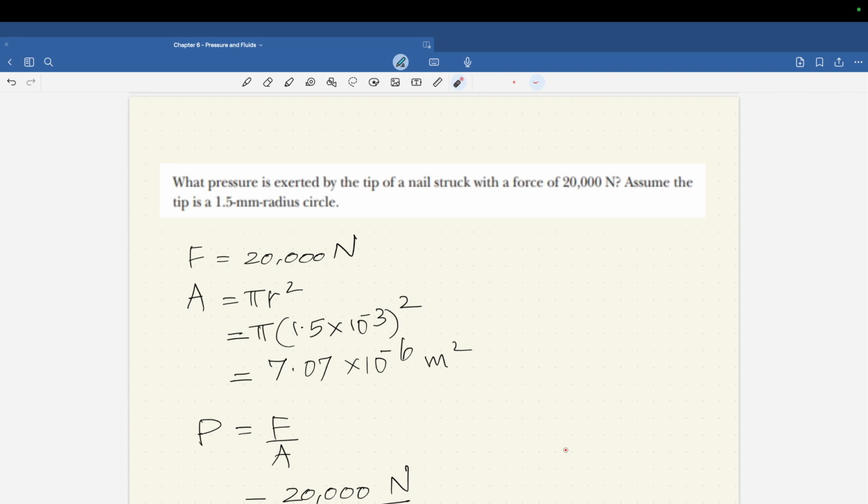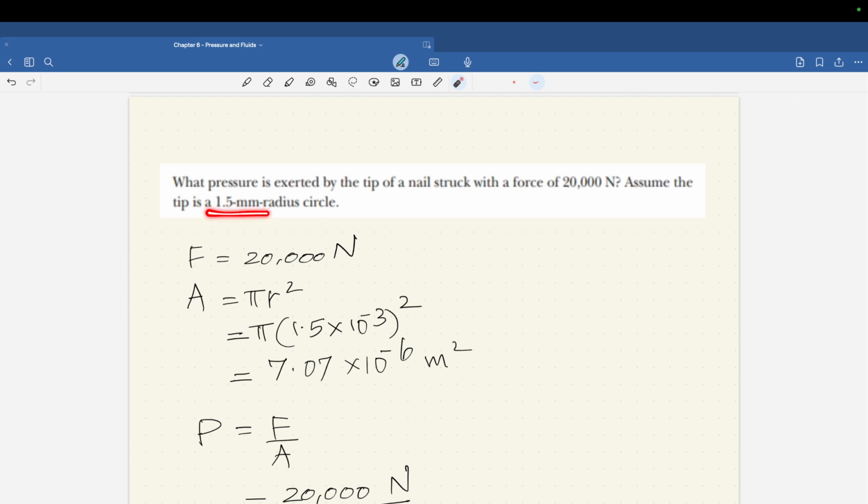What pressure is exerted by the tip of a nail struck with a force of 20,000 Newton? Assume the tip is a 1.5 millimeter radius circle. Okay, so to find the pressure, we need the force and the area. The force is given and the area is pi r squared. The thing is, this is in millimeters. How do you change it to meters?